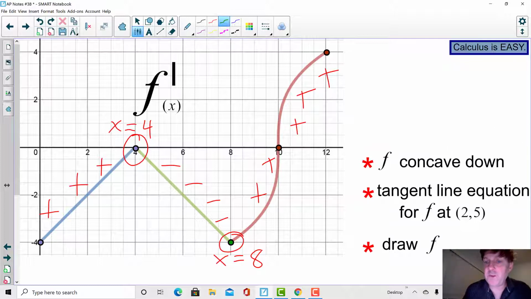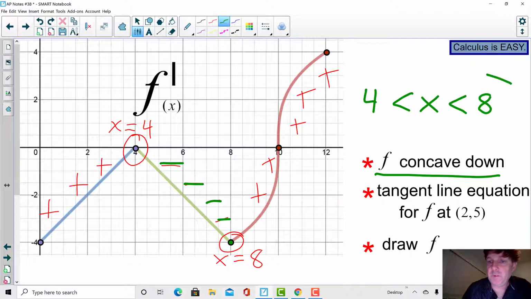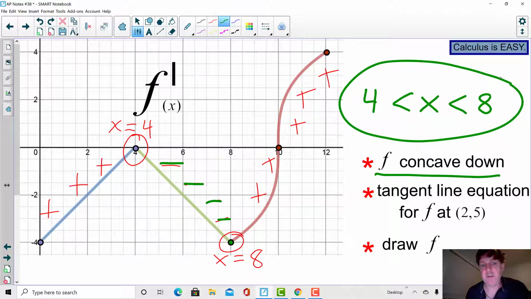Okay, the next part wants to know where f is concave down. Well, f will be concave down where our second derivative is negative. Remember, we filled out the second derivative by putting these little pluses and minuses. So our second derivative is going to be negative in between x equals 4 and x equals 8. So this is where our function f is going to be concave down.